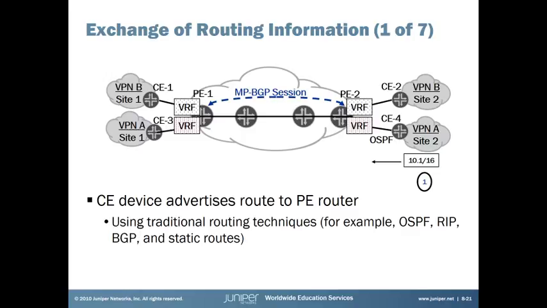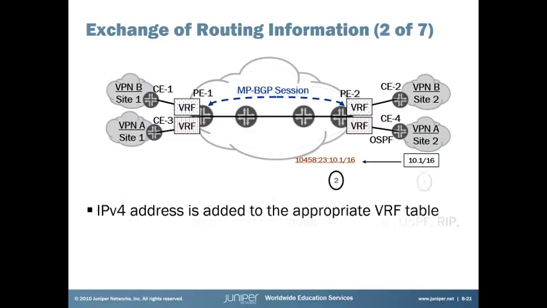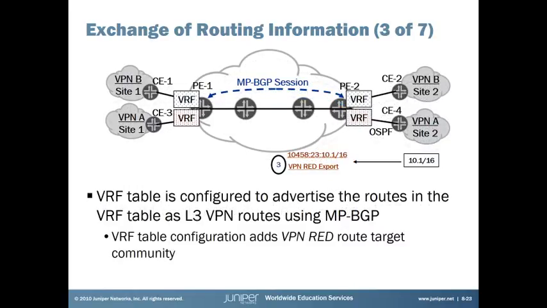You might notice that we've got this MP-BGP session set up between our PE routers. That's already set up. So what happens next? The IPv4 address is added into the appropriate VRF. So there it goes. The routes arrive in the VRF. All happy. Now our mission is to get the routes from that VRF that is attached to that site across to the other VRF that is attached to the other customer sites.